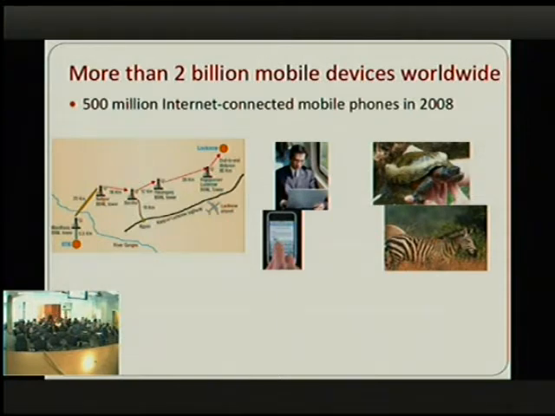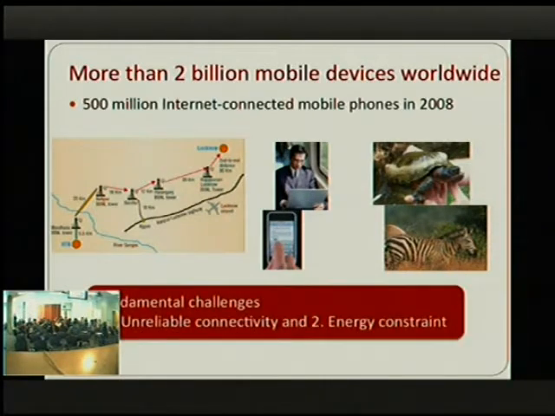The problem, however, is that the potential of mobile devices is not fully realized today. And this is because of two fundamental challenges. The first challenge is unreliable connectivity. The second challenge is energy constraint. I've done work on both of these during my thesis work, but today I'm going to concentrate on the first challenge, which is that of unreliable connectivity. I'll probably spend the next 5 minutes describing why connectivity is unreliable and then move on to talk about what we can do about it.